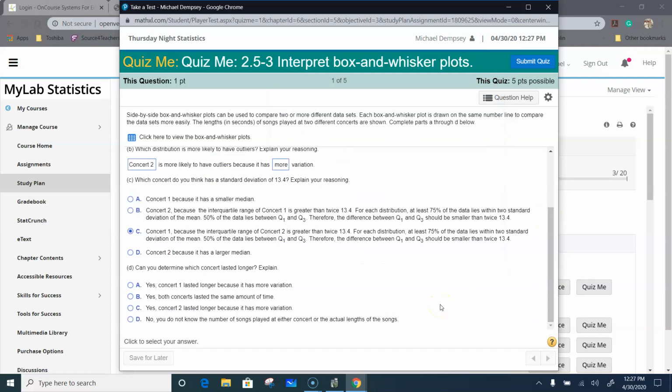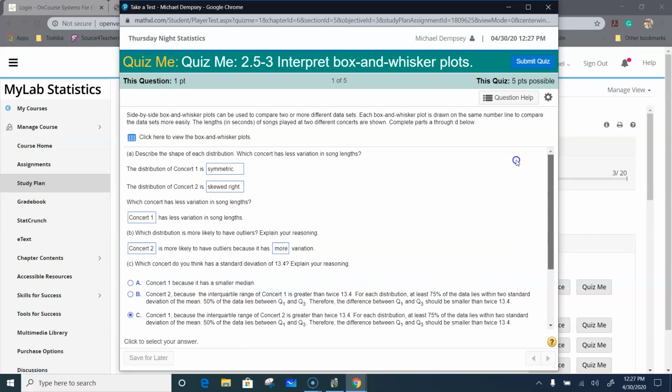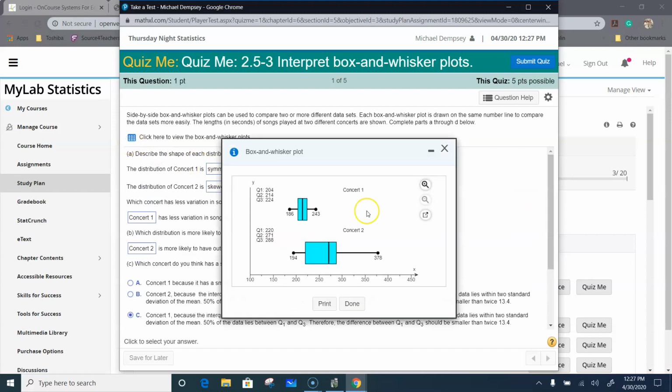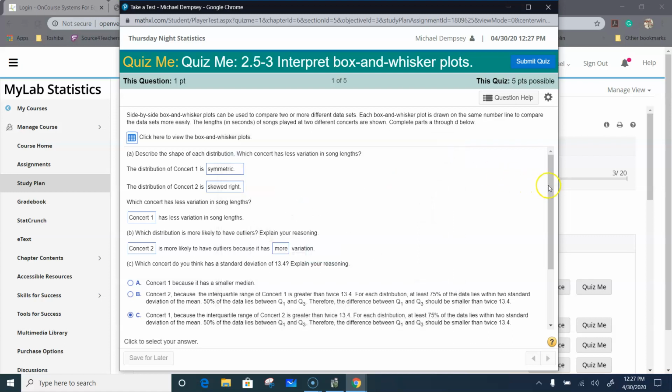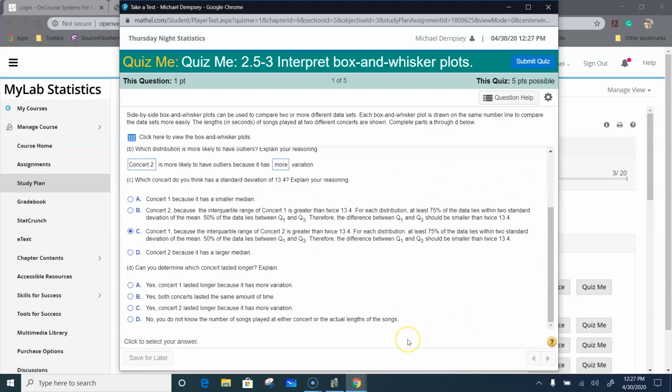Can you determine which concert lasted longer? Probably Concert 2, right? Well, that's a good point. Let's look at this again. Yeah, we don't know how many songs they played, so that's a good point. The songs tended to be longer at Concert 2, but if we don't know how many songs they played, then we really don't know how long the concert lasted, right?